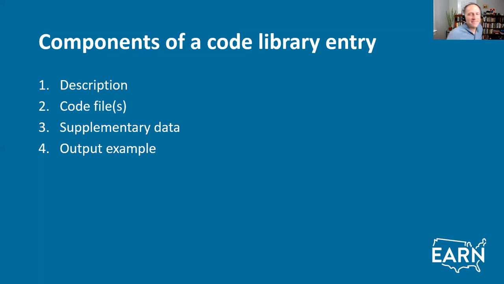And then finally, an output example. Basically, an example that if someone is using something on the project, they can compare their own analysis to what the author originally intended. And now I'll walk through two examples of the types of projects that you'll encounter on the website.